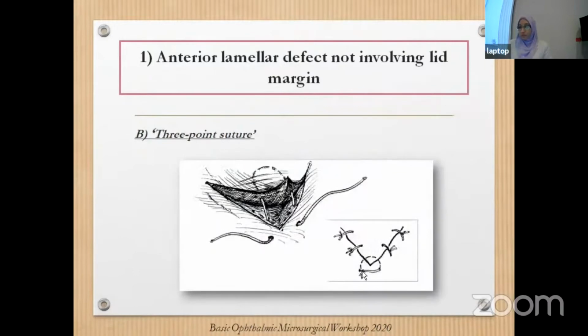The knot will be here. So there's no skin retraction, or a sunken scar. Quite nice, this technique. You can practice it.